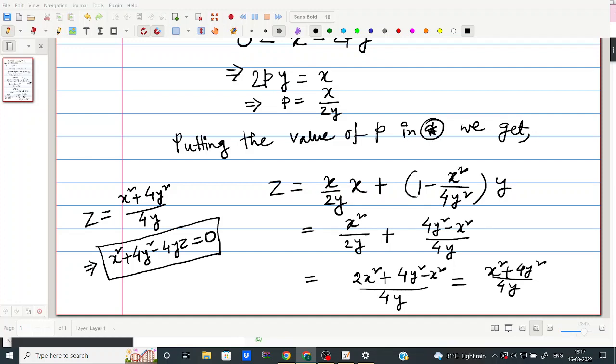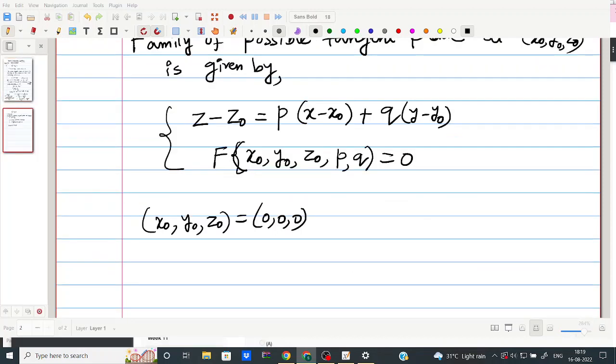Yes, p into x minus x naught plus q into y minus y naught, and another relation is that f of x naught, y naught, z naught, p, q equal to 0. Fantastic. Let me show you the question. Here the point is 0, 0, 0, you understand? So x naught, y naught, z naught is 0, 0, 0.